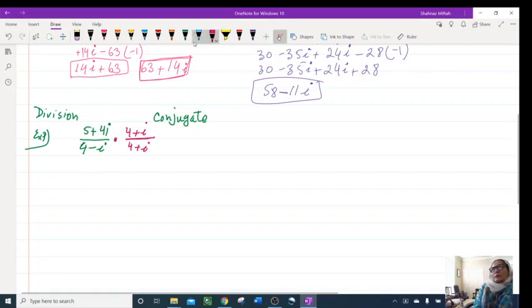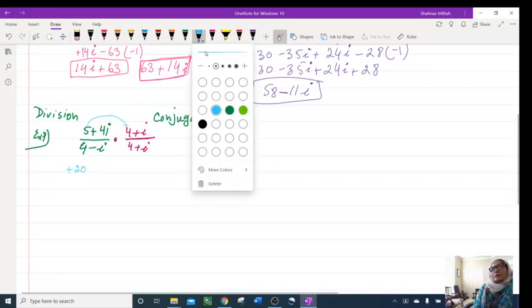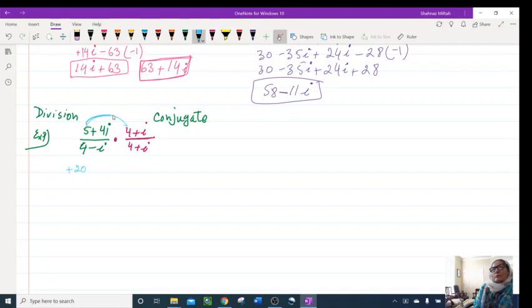So let's try this. I'm going to do 5 times 4, and again signs, positive times positive is going to give me positive. 5 times 4 is 20. Now 5 is multiplying with i, so it's going to give me positive 5i. Now I'm going to multiply the 4i. I'm going to go 4i times 4. Again, signs go first. Positive times positive is positive. 4i times 4 is going to give me 16i. Then 4i times i, positive times positive is positive, and it's going to give me 4i squared.